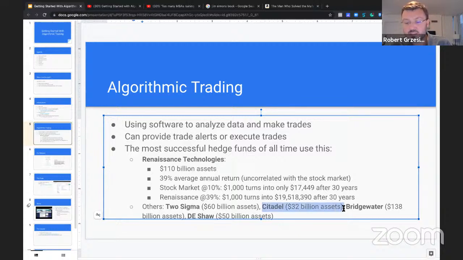Citadel is another one. These guys do a lot of high frequency trading stuff. They've made a lot of money over time. Bridgewater, this is like Ray Dalio. These guys are big into doing data science, and I know a couple people who work there. Really, really cool company, very different kind of culture, but also very data driven.